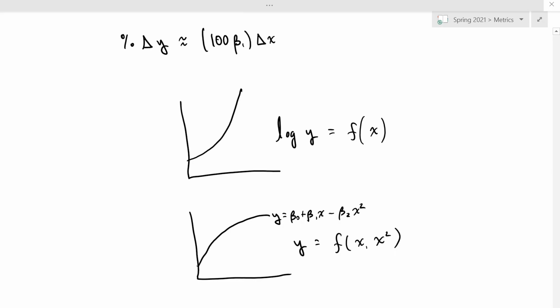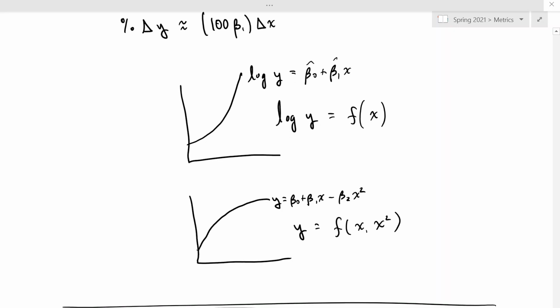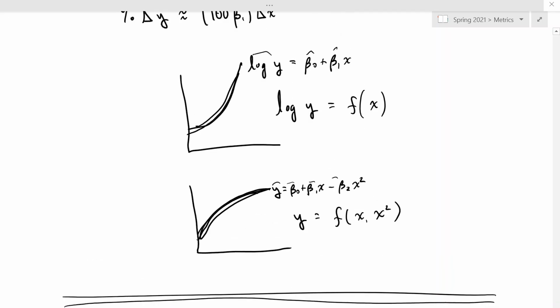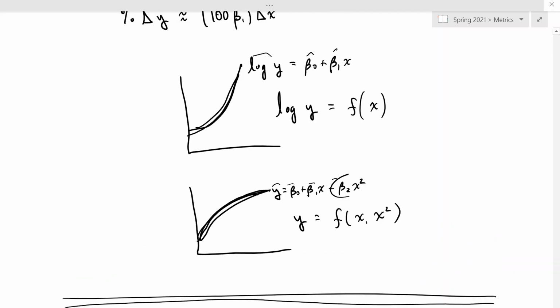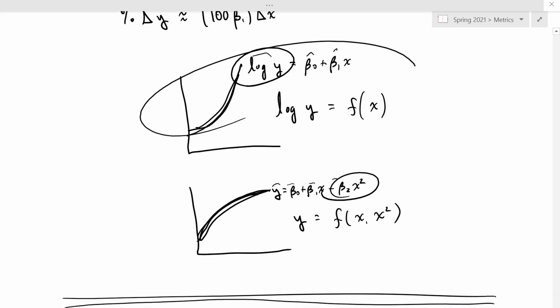If we want increasing returns to scale, we do a log function, log of y equals beta 0 plus beta 1x. These would be estimates. And so depending on what we're modeling and whether they exhibit these types of behaviors, we can include those appropriate terms in the model, x squared or log y. This one here is called log level because we have a log here and a level in x.